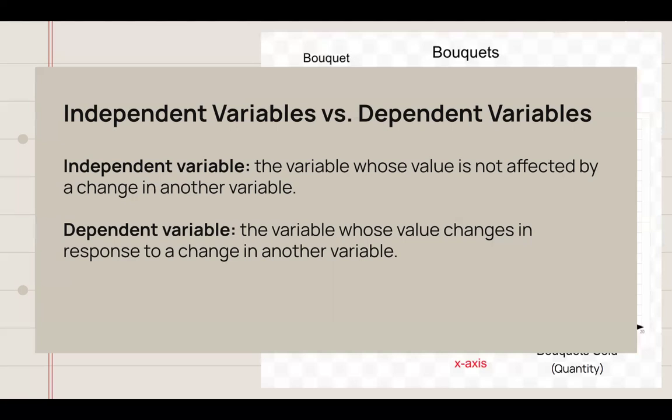Now, I know this can be a little bit confusing, but it makes it a little simpler if you think about the independent variable being the cause and the dependent variable being the effect. So the price is the cause of a change in the quantity.